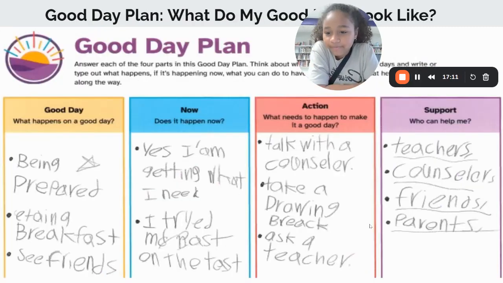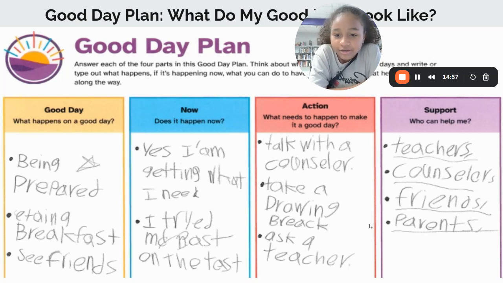Good day plan. Being prepared, eating breakfast, and seeing my friends, and getting what I need, trying my best on the test.